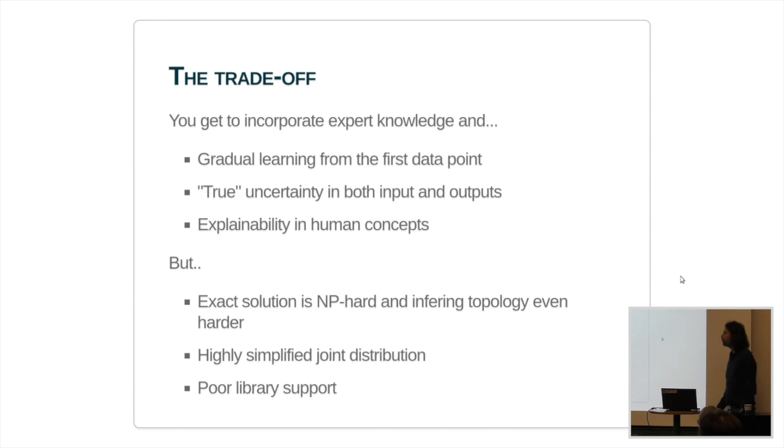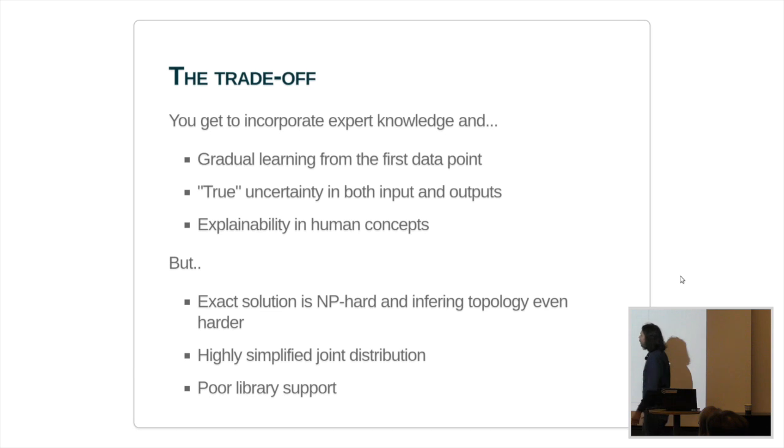So the trade-off from this, there are good points and there are bad points to using this. You get gradual learning from the first data point. You start with expert knowledge. You can actually start with data and infer your network from that, but I won't get into that. But you get to incorporate expert knowledge, and from the first data point, you sort of get to learn what the real joint distribution, which we call it, looks like, the real predictive model.